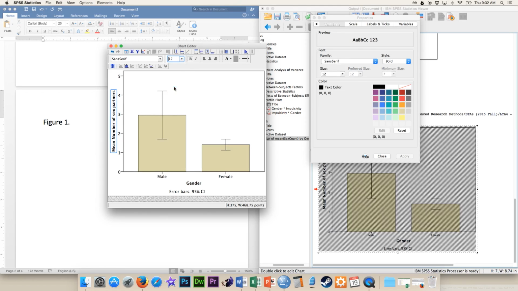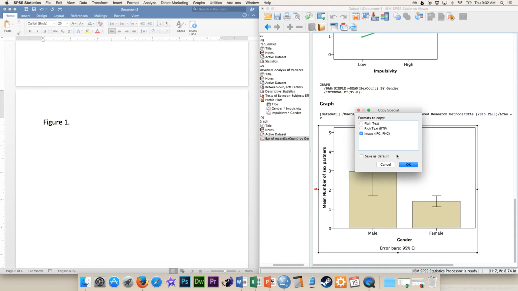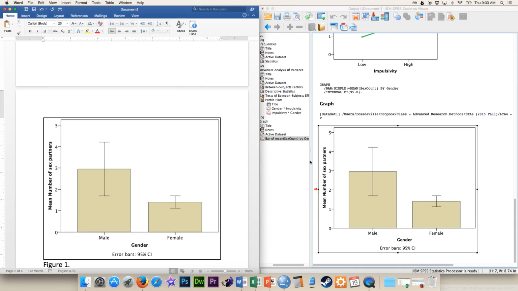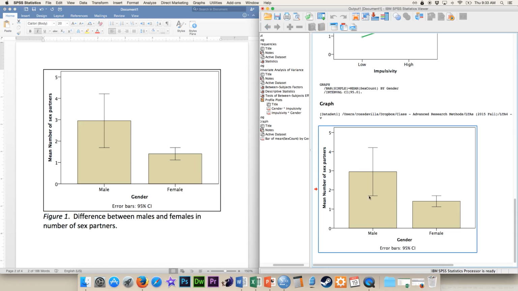So after you've done that, you can change the color bars if you want to. You don't need to though. So you click out of that and then again copy it and paste it in here. There we go. We could say difference between males and females in number of sex partners, and italicize that.